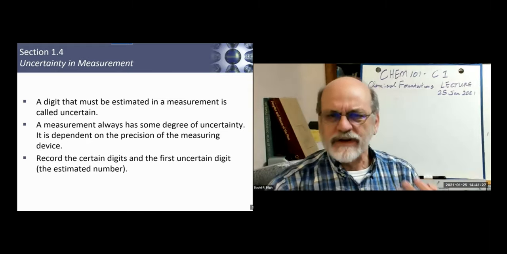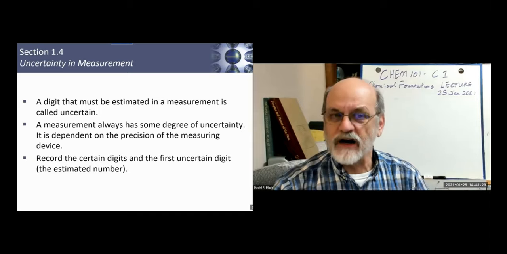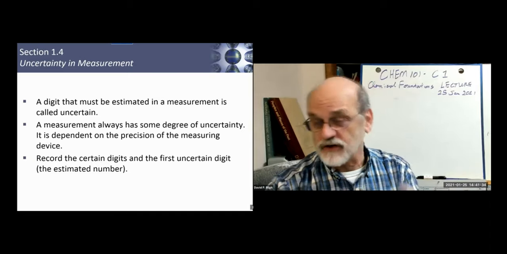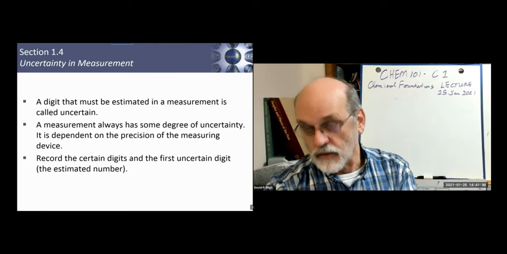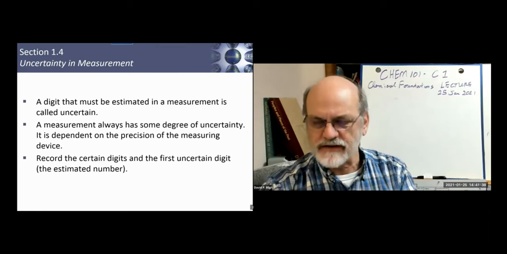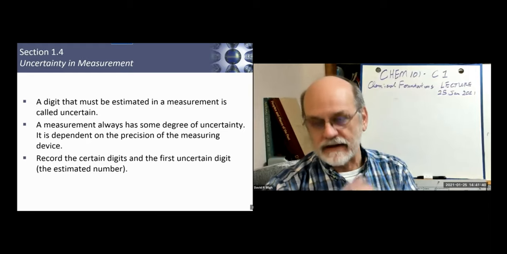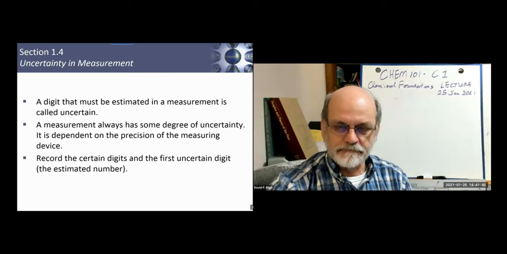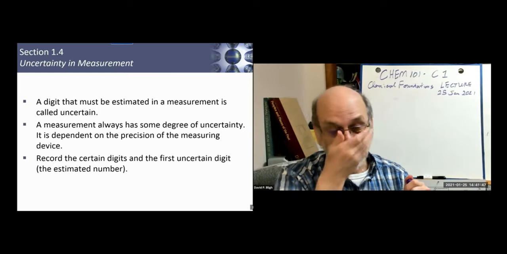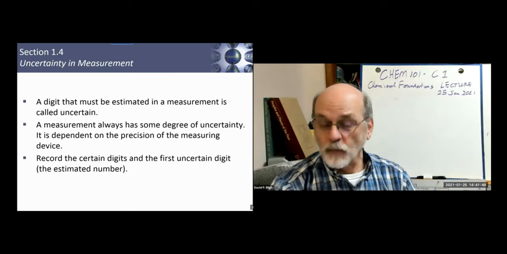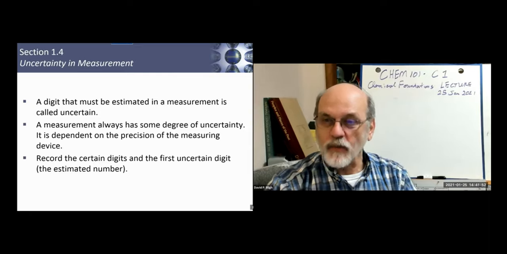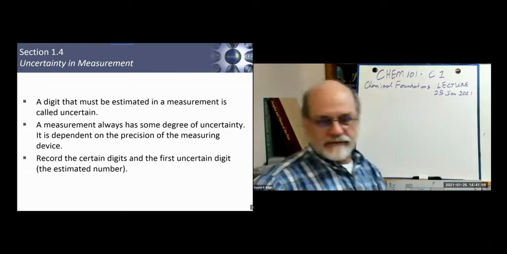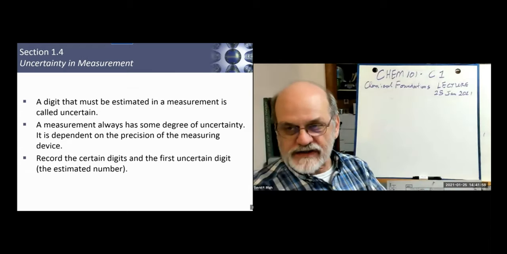Anyway, we need to find a way to quantify uncertainty so that even if we can't control it, although sometimes we can minimize uncertainty, we can never eliminate uncertainty. So we need a way to express uncertainty. And one of the ways is in how we write our numbers. We write numbers this way, and every scientist understands this.